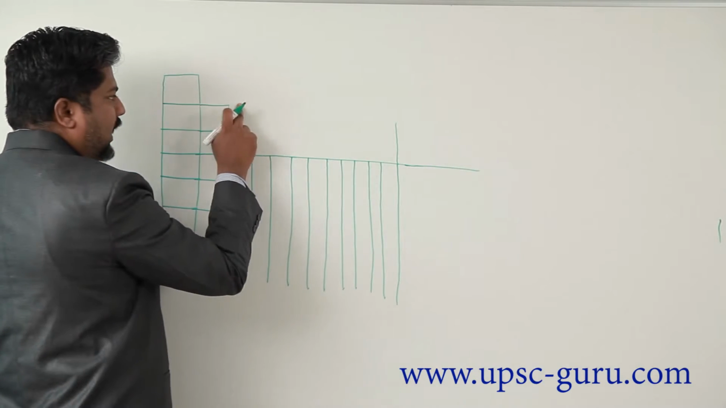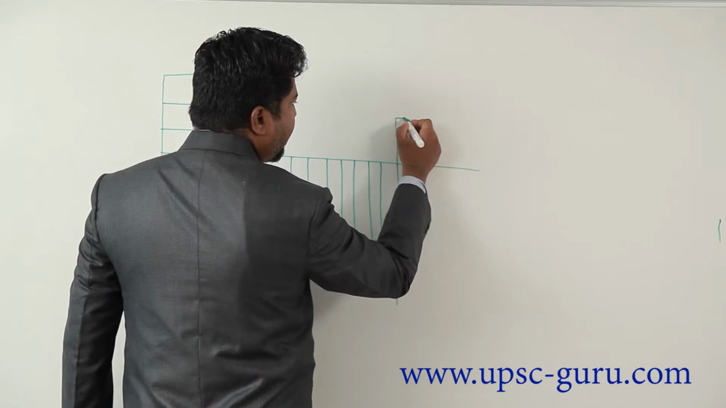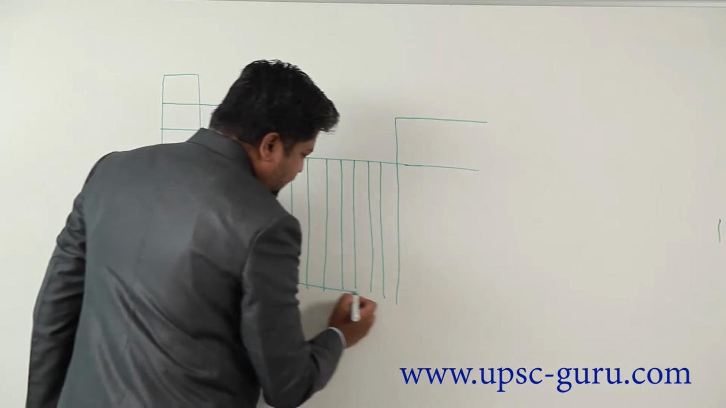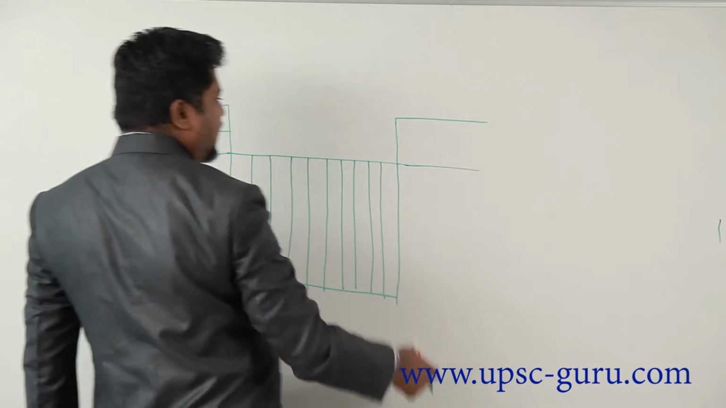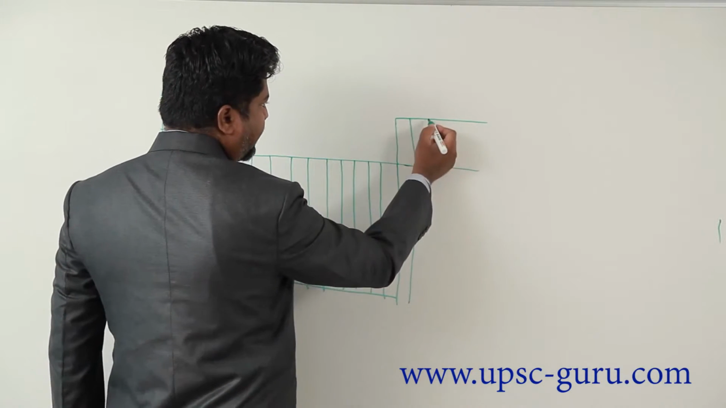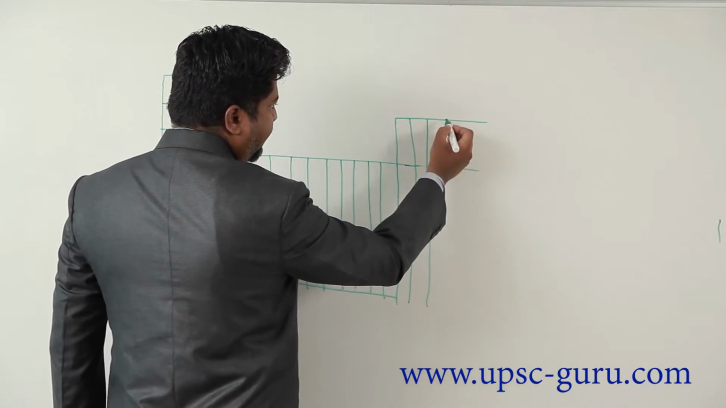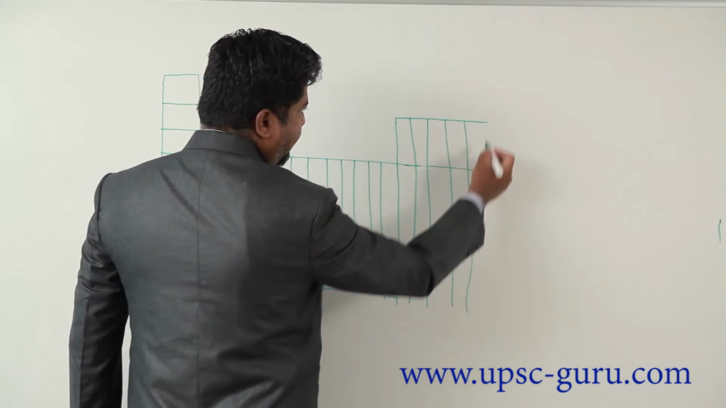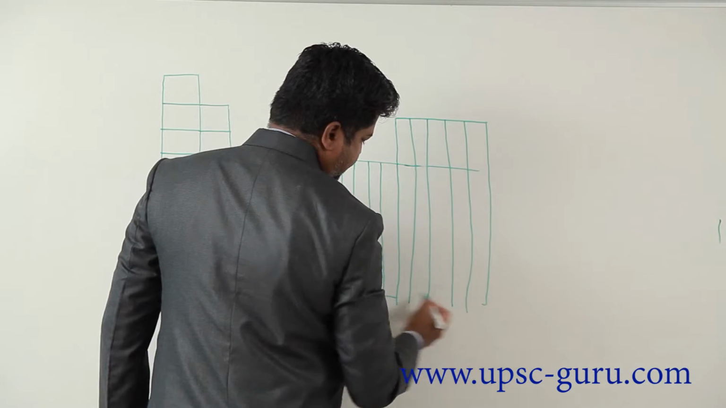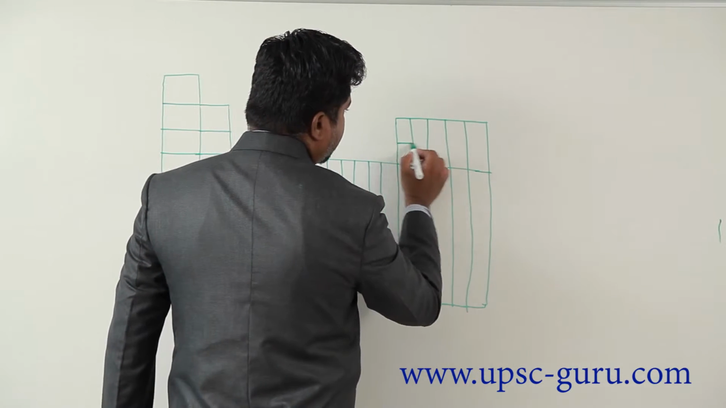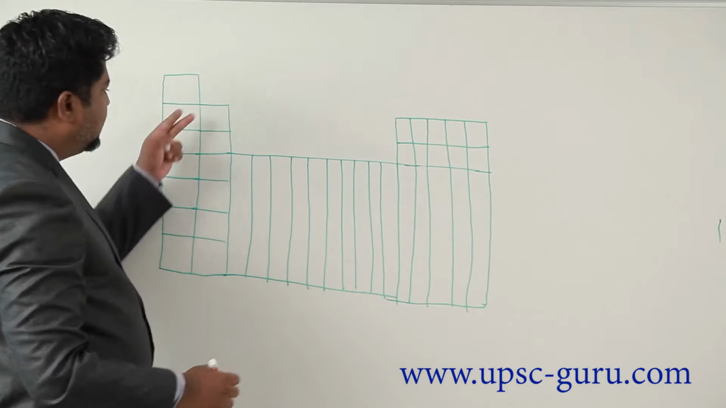I am increasing the height again and drawing here this way. Now make it complete. Afterwards you can complete. Now make here 5 columns. So only this much I am completing.